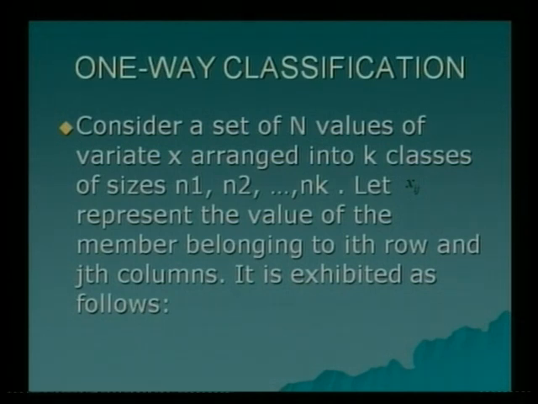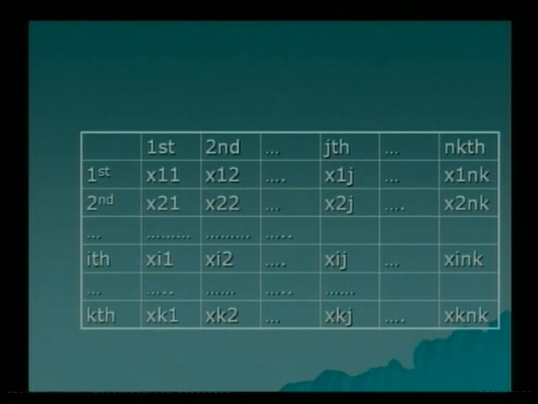Consider a set of n values of variate x arranged into k classes, where the size of each class is n1, n2, nk respectively. Let xij represent the value of the member belonging to ith row and jth column. It is exhibited in the following table. You can see on the screen. This is a one-way classification layout.